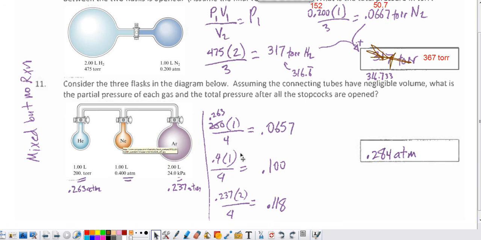There is a key sentence up here, though. We're assuming that the connecting tubes have a negligible volume, which is to say no volume. We're pretending like there's no volume in this space up here. I wonder if that's realistic.